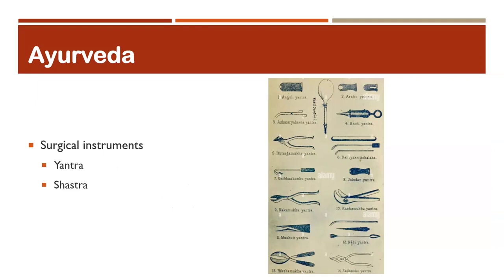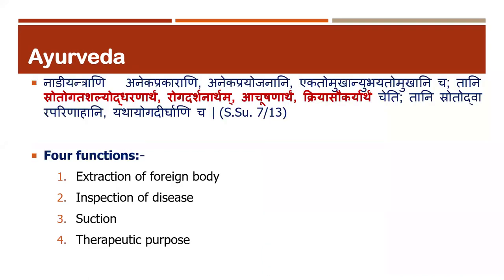Their design and many other things they learned from nature, especially the design of the instruments, from the wild animals and how they catch their prey. On that basis, they designed the shape of the instruments and also the nomenclature. They named these instruments according to their shape, especially on the shape of the face of the wild animal.